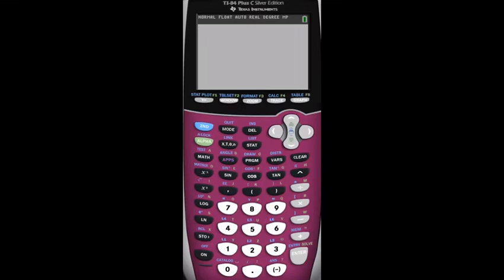We're going to take a look at how to do some calculations with matrices on your calculator. So the first thing that we need to do here is get into our matrix menu. You hit the second button and then our inverse. So we've got our matrix menu.